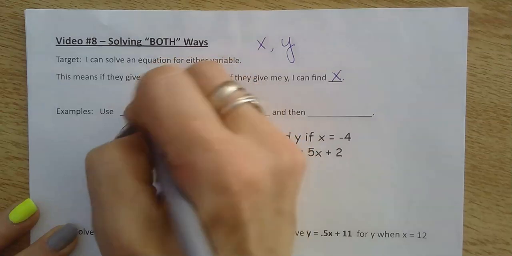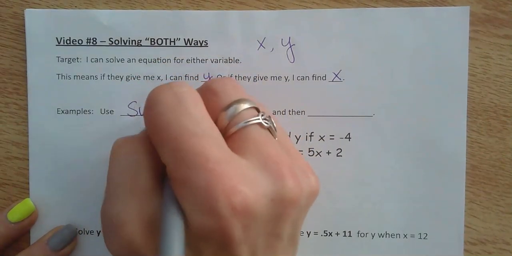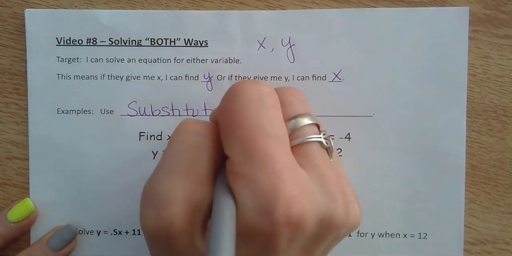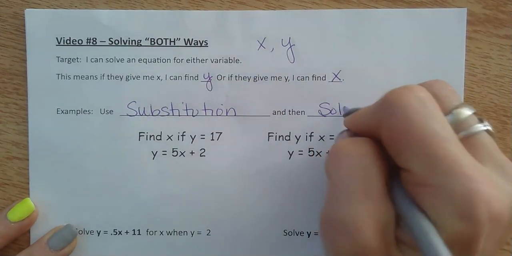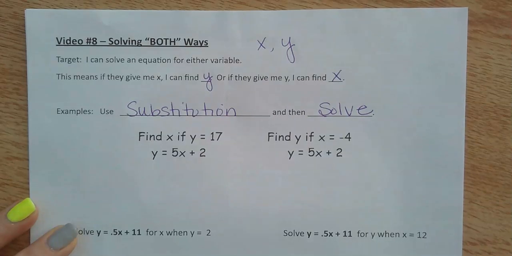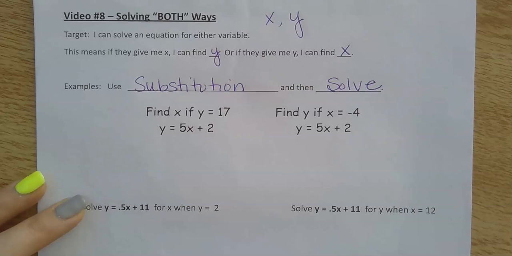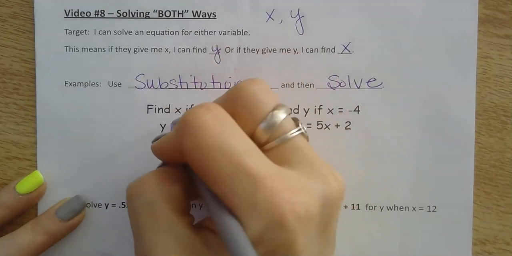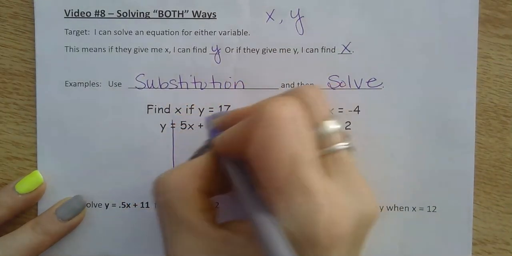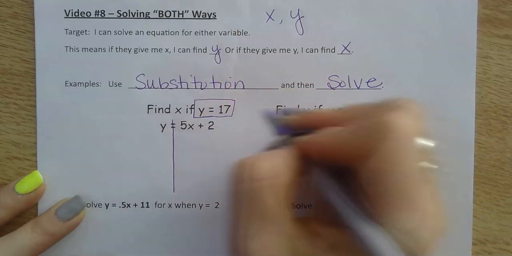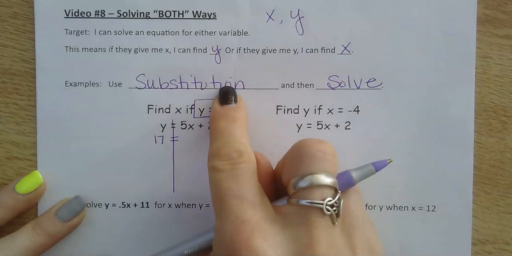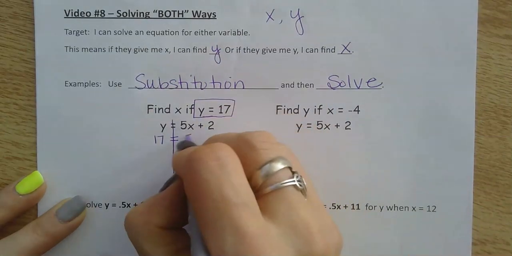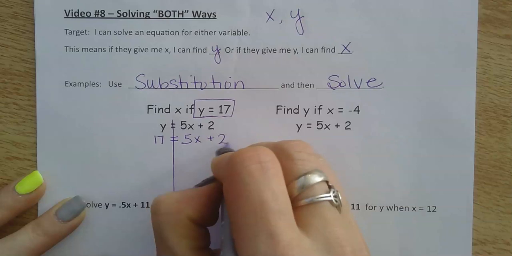We are going to use substitution and then solve. Okay, the first one says find x, so find the value of x if y is 17. And there's my equation. So I'm going to draw the line down the equal sign, and I'm going to substitute this 17 in for y. So I'm going to go ahead and rewrite it. That's my first step. Substitute the value in where it goes, and copy everything else down.